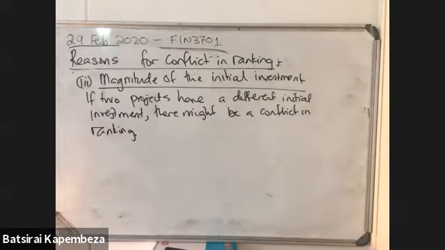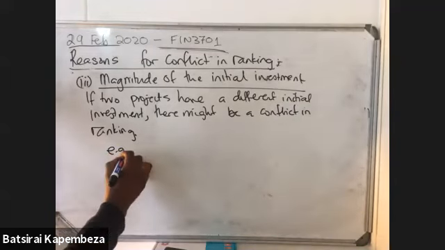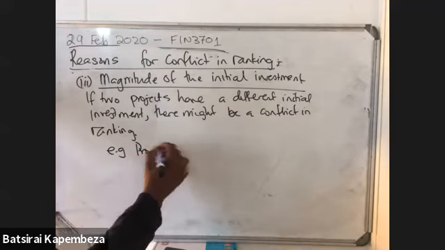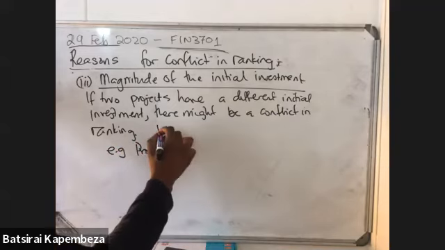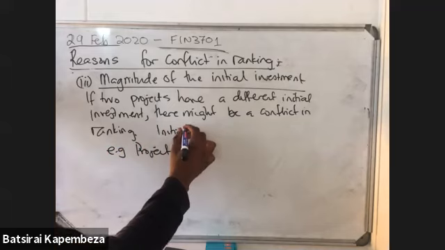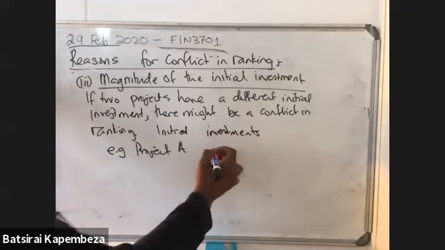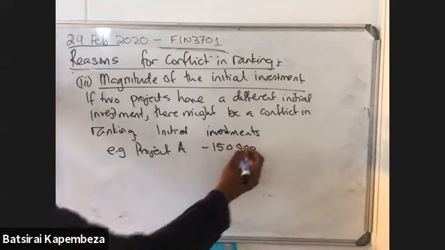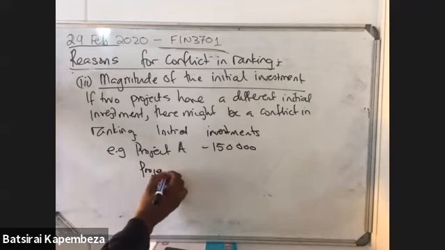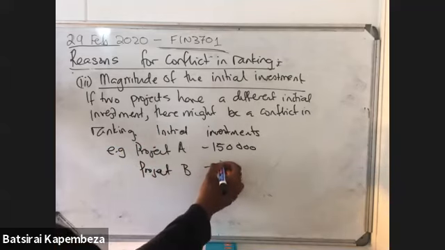So one approach might say pick project A, another approach might say pick project B, and this might happen because of something like this. Let's look at the initial investment. You might find that project A has an initial investment of 150,000 and project B has an initial investment of 20,000.